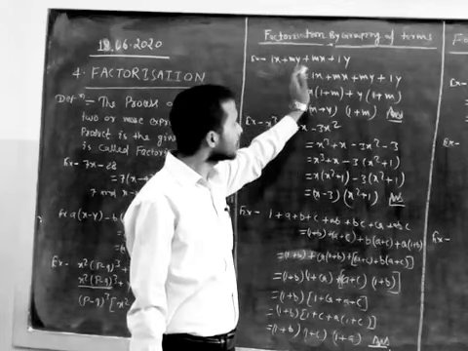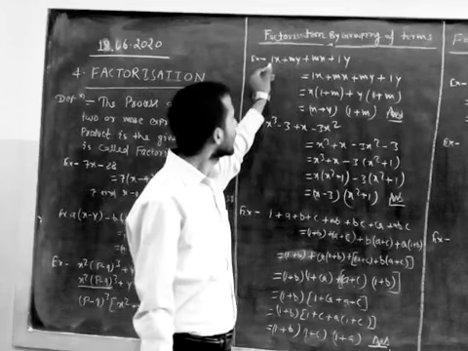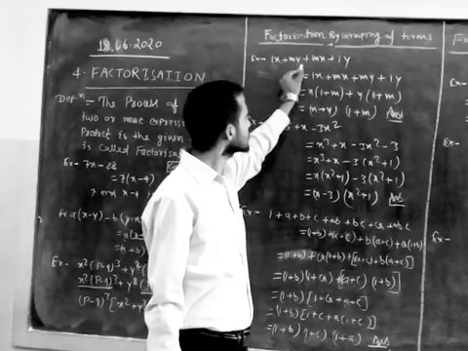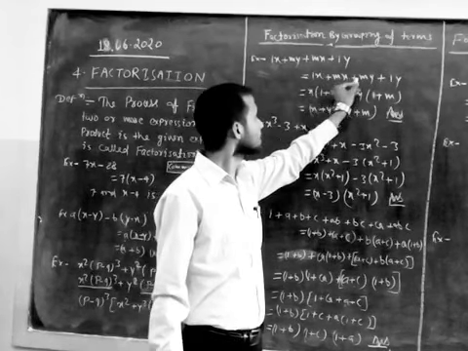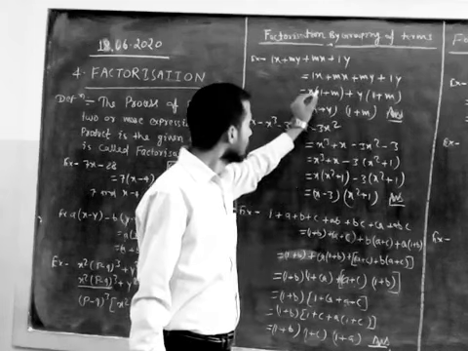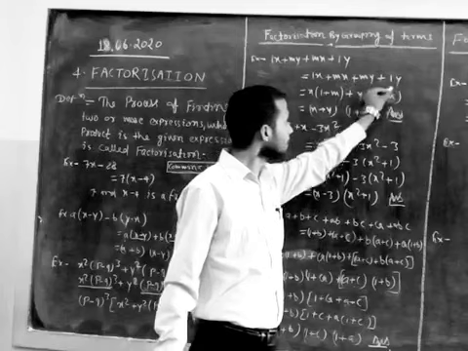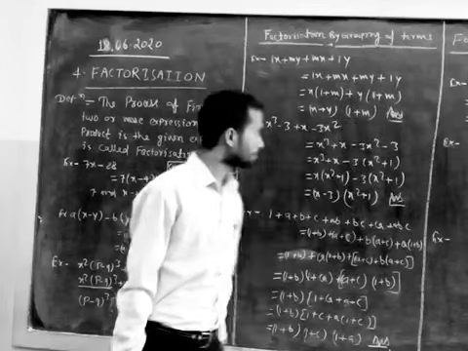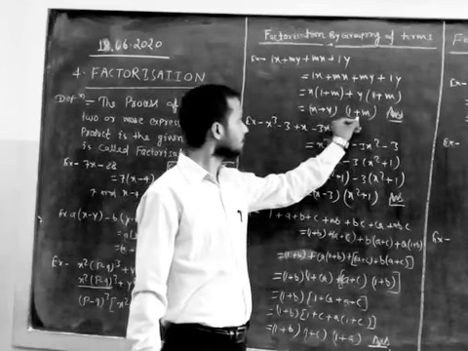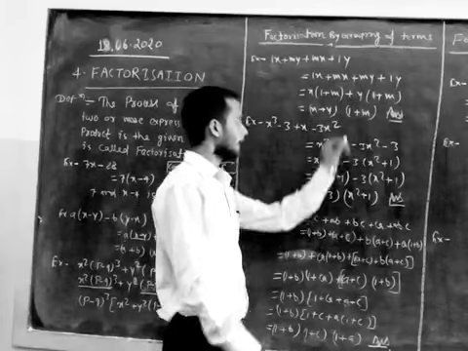First of all, this arrangement: Lx and Mx plus My plus Ly. x common and (L plus M), and y common (L plus M). Hence (x plus y) and (L plus M).